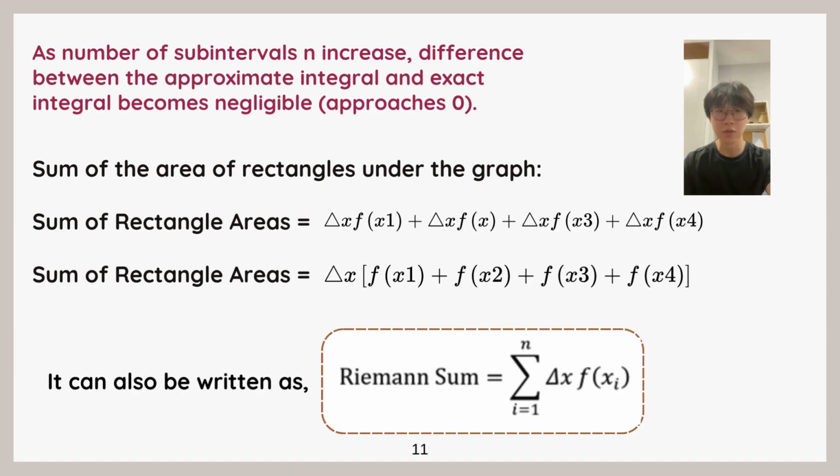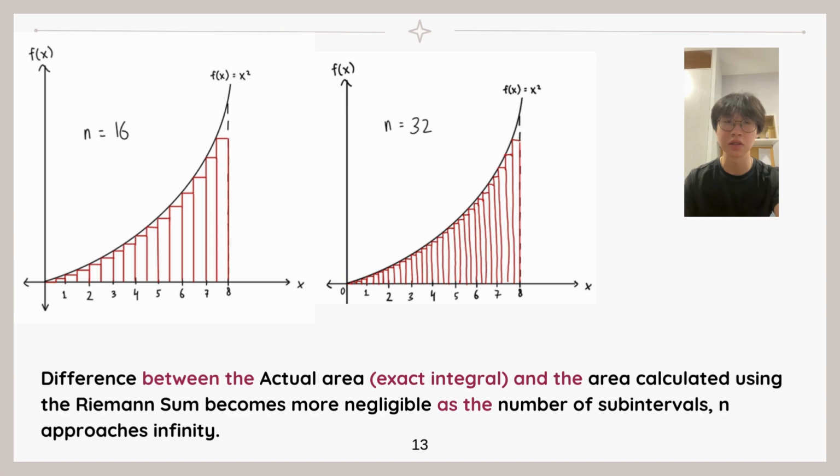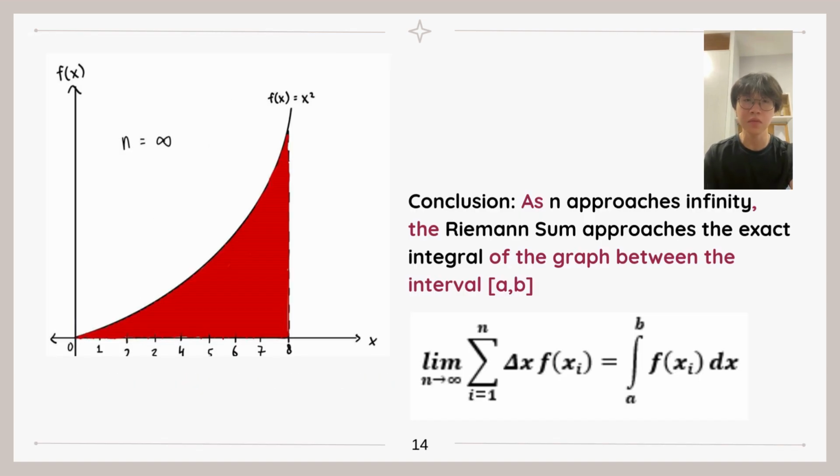Now we need to find the sum of the area of rectangles, given by these equations at the top. As you can see, the difference in space becomes smaller as n increases. The difference between the exact integral and the area calculated using the Riemann sum becomes more negligible as subintervals n approaches infinity. Therefore, as n approaches infinity, the Riemann sum approaches the exact integral of the graph between the interval a and b, given by this function below.